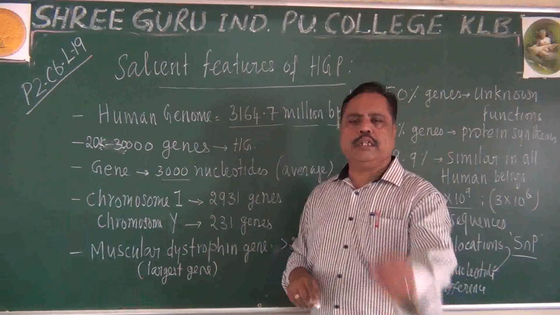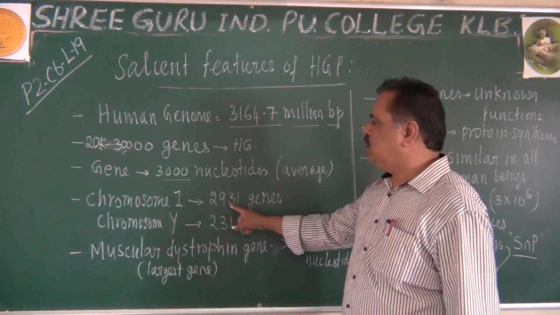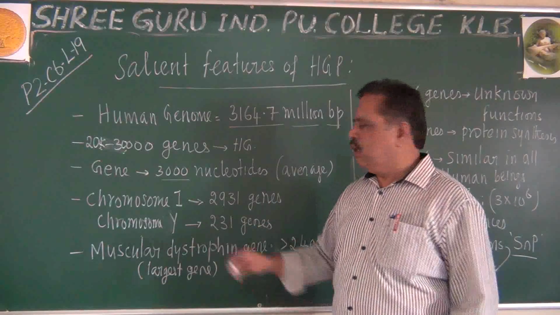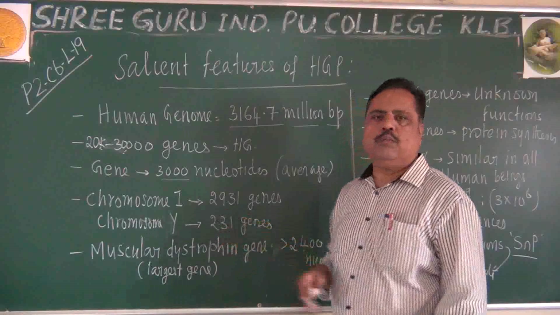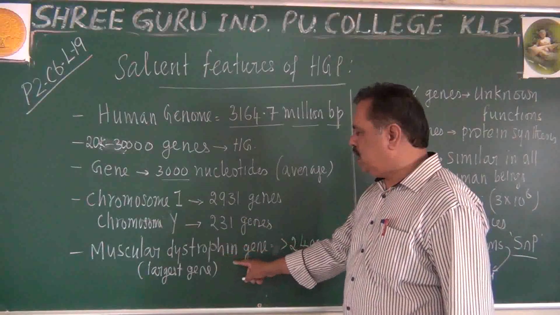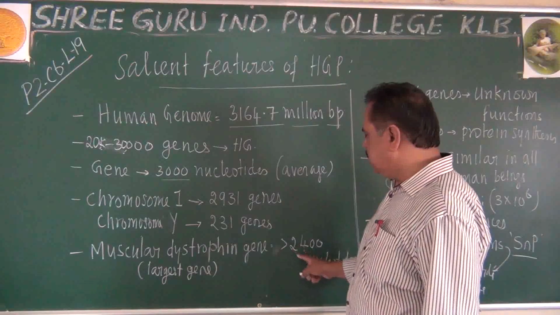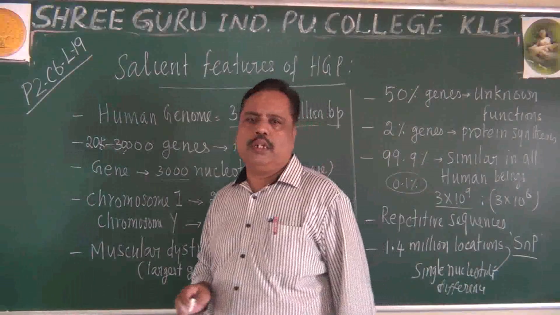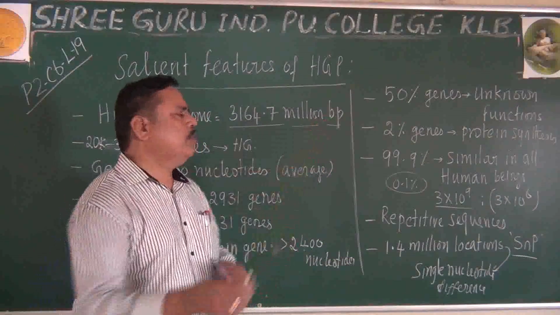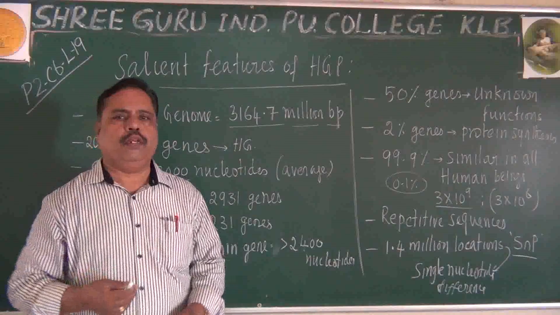Chromosome 1 has got more genes. Around 2931 genes are present in chromosome 1. Chromosome Y has got only 231 genes. Muscular dystrophin gene is the largest gene. It contains more than 2400 nucleotides. Check this number, please. Then 50% of our genome has an unknown function.